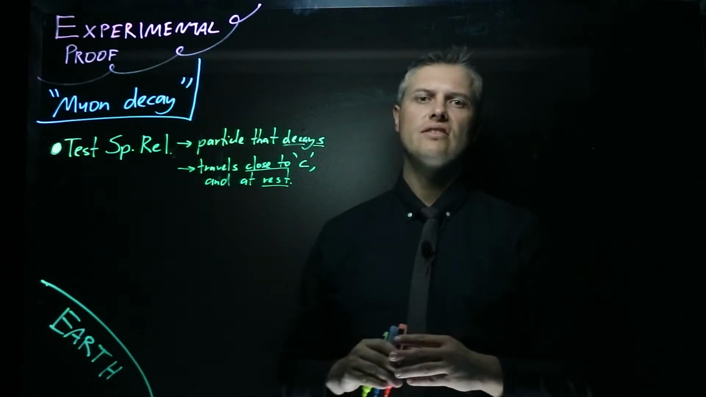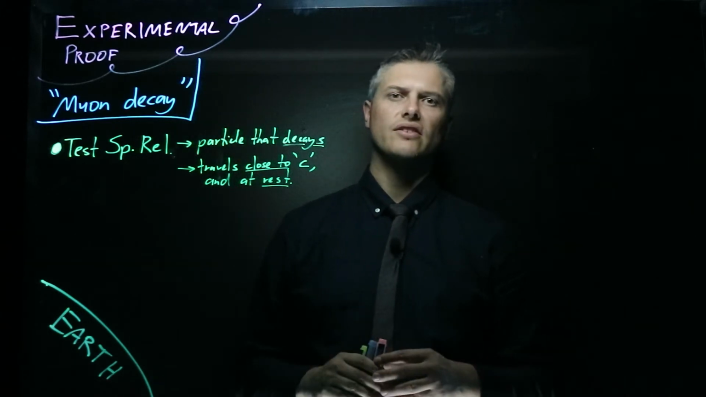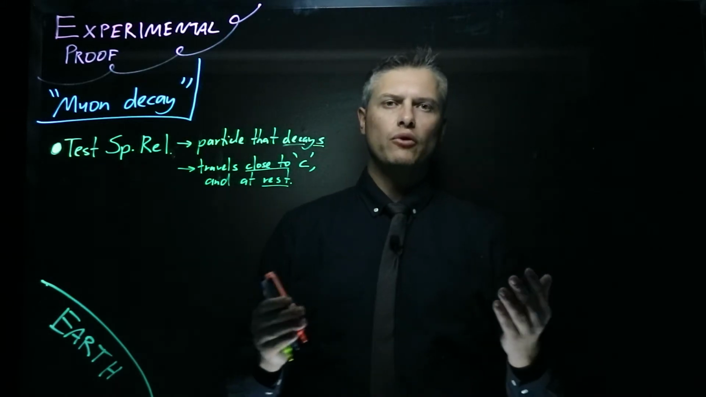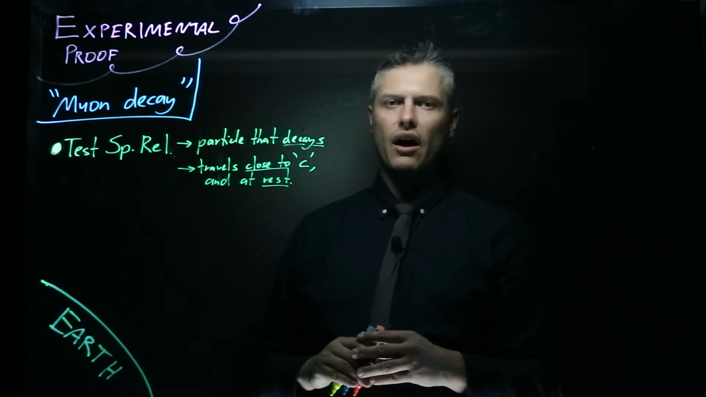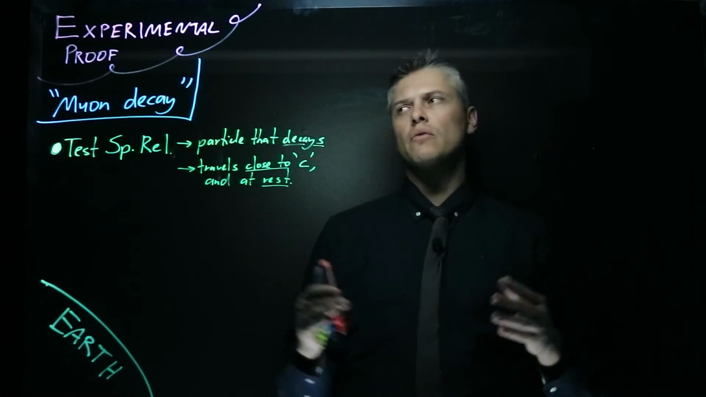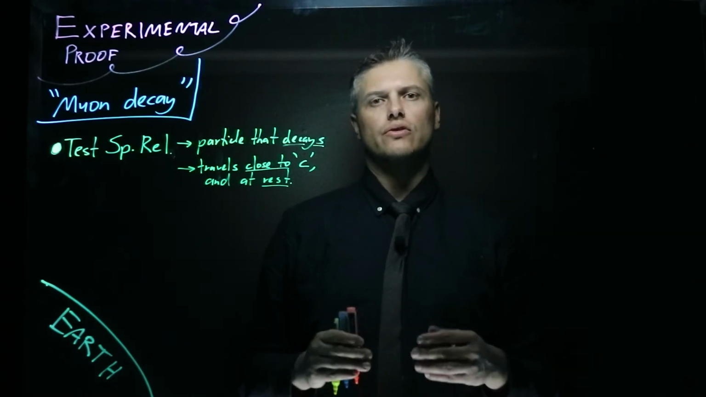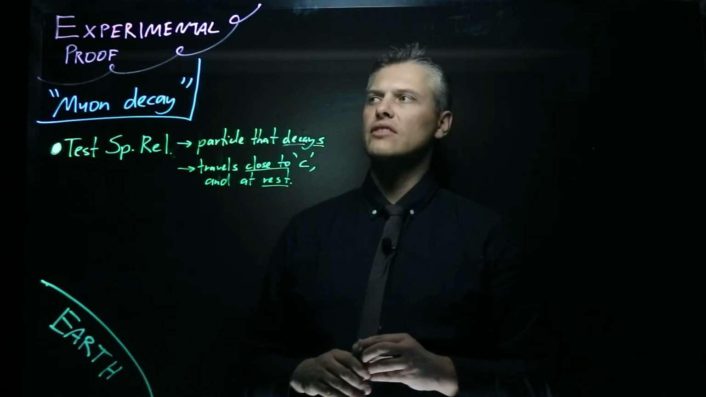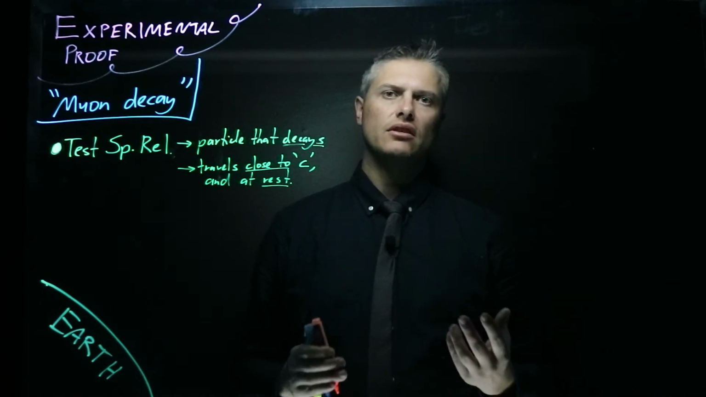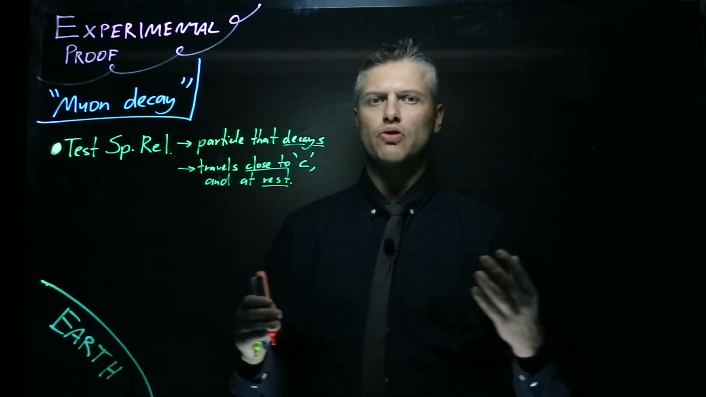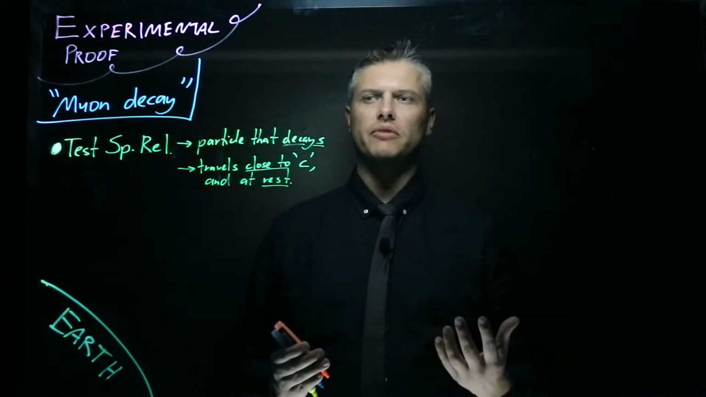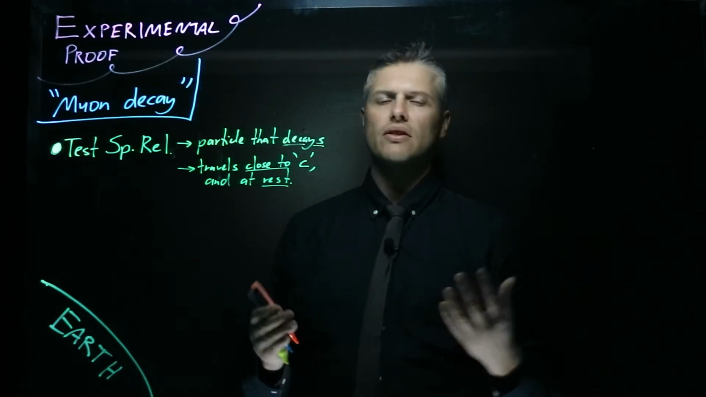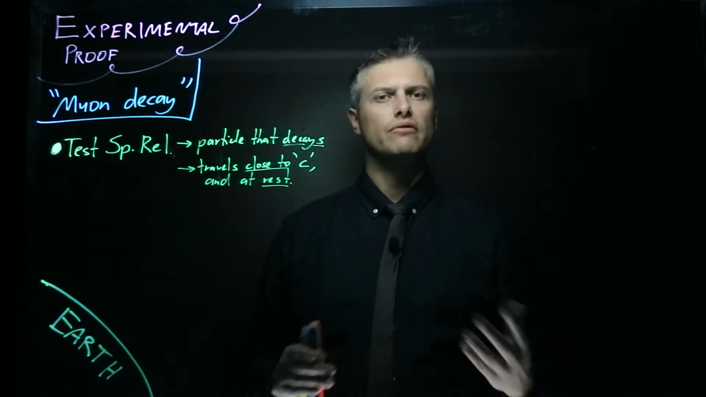Let's discuss experimental proof of Einstein's theory of special relativity. Einstein put forward his theory in 1905. However, it wasn't easy to test this theory because, as you know by now, Einstein's theory of special relativity involves things moving at very, very fast speeds. We're talking about things close to the speed of light. And we're also talking about things in different frames of reference, different viewpoints.